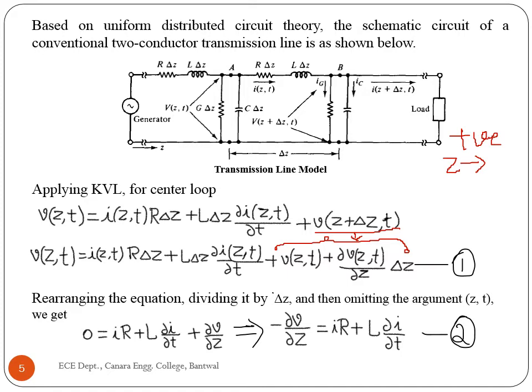Rearranging equation 1, dividing by delta z and then omitting the argument z, t, we get V equals I R plus L dou I by dou t plus V plus dou V by dou z. So V and V cancel, therefore we get 0 equals I R plus L dou I by dou t plus dou V by dou z, which gives minus dou V by dou z equals I R plus L dou I by dou t.